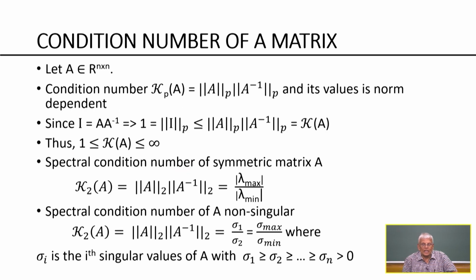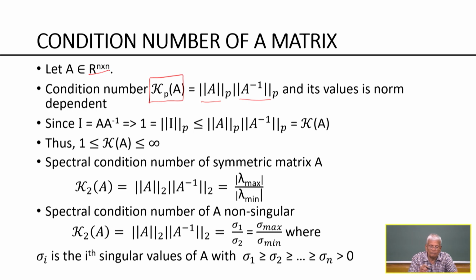The next topic is called the condition number of a matrix. This is a very important concept in optimization again. So let A be an n by n matrix. The condition number, which is denoted by kappa, a Greek letter, of A with subscript p, where p refers to the norm. So the pth condition number of A is the product of the pth norm of A and the pth norm of A inverse. Okay, that's one way of looking at it.